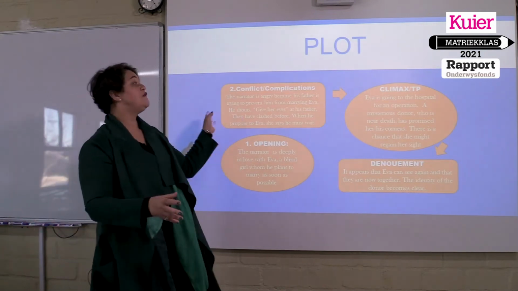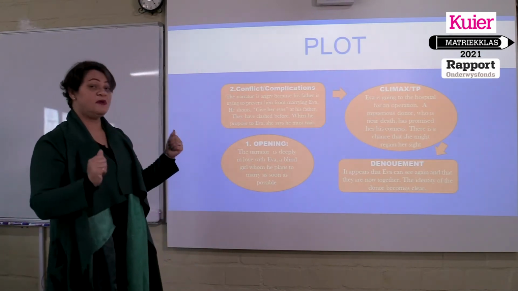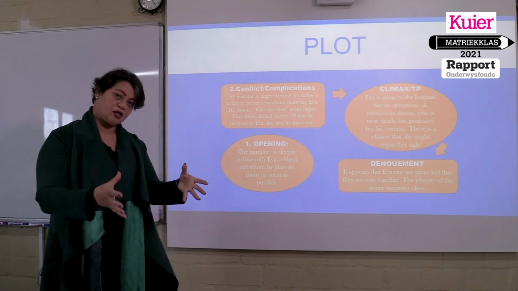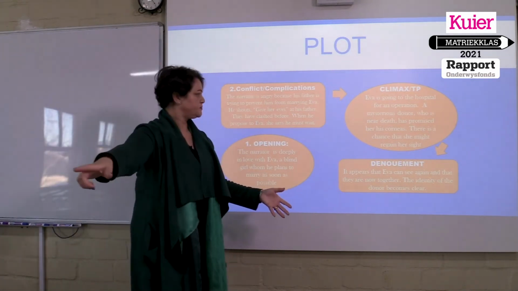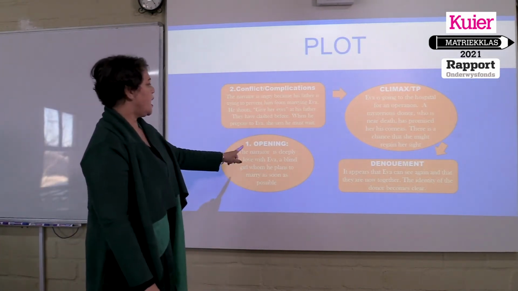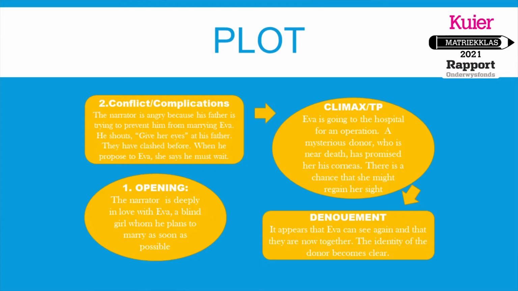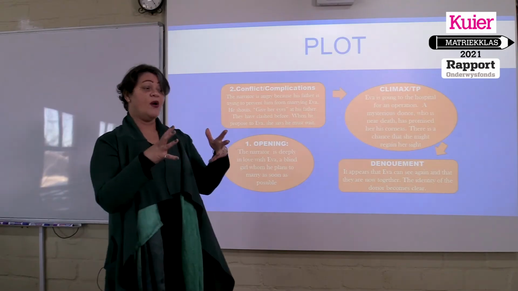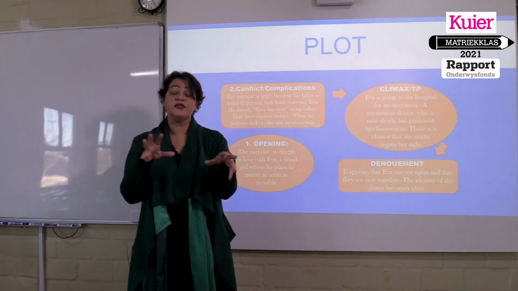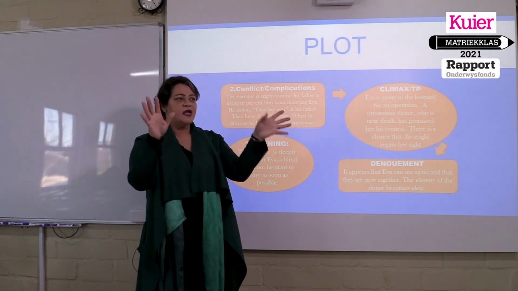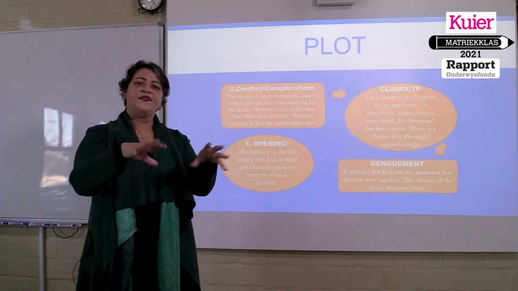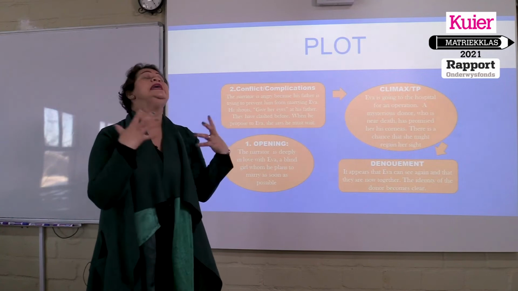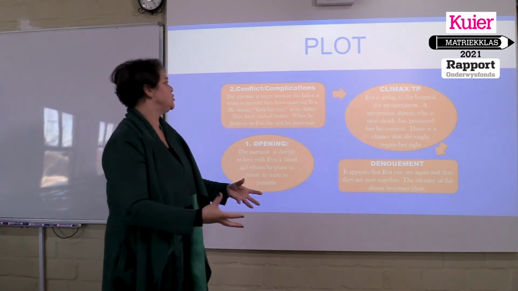So the plot for The Last Breath. Remember, I said the plot is Freytag's triangle. So, opening. The narrator is deeply in love with Eva, a blind girl, and plans to marry as soon as possible. How do we know that? Because in the opening of the story he says that this is Eva, and he calls her an angel. That's the introduction to the story.